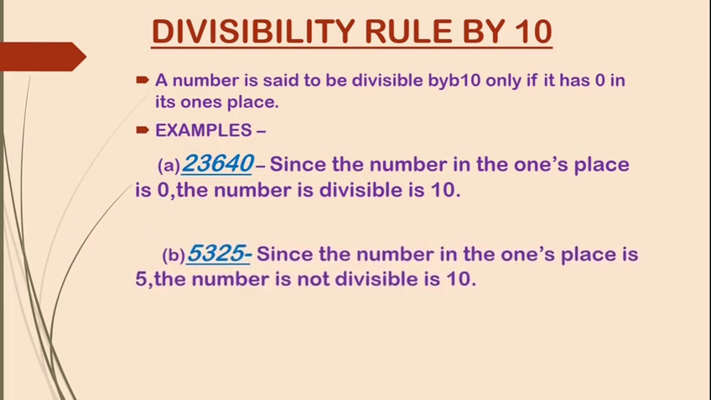Next one is 5,325. So here the number in ones place is 5. So since it is 5 and not 0, so the number is not divisible by 10.